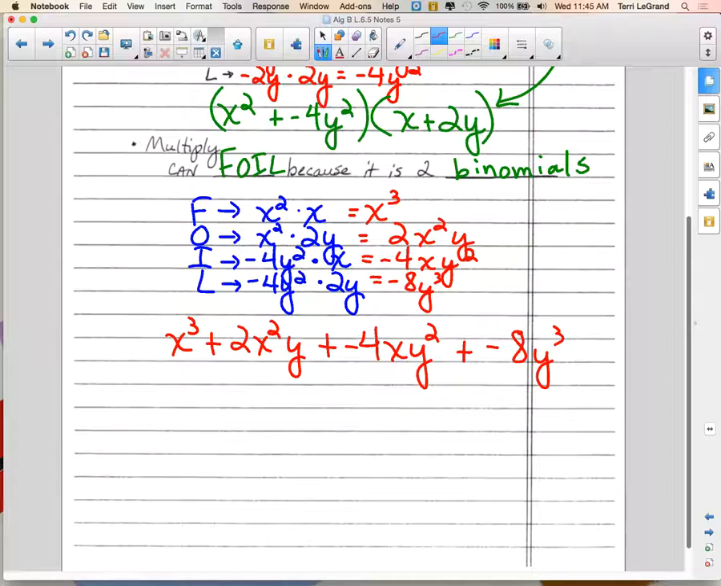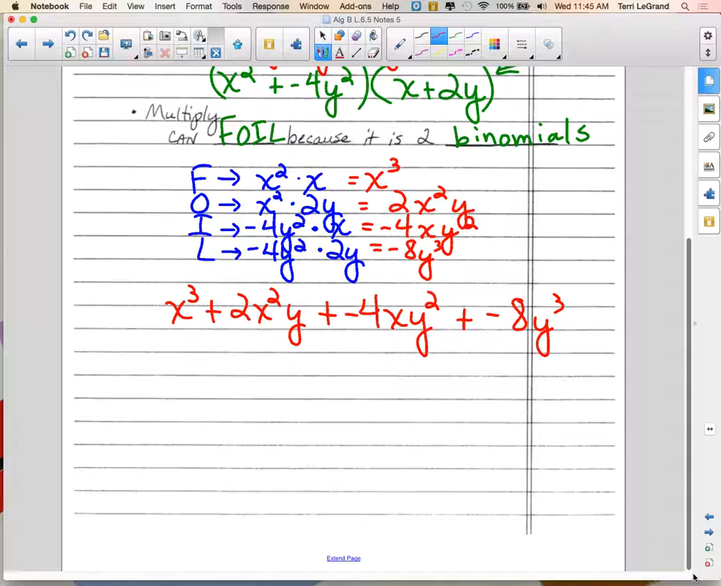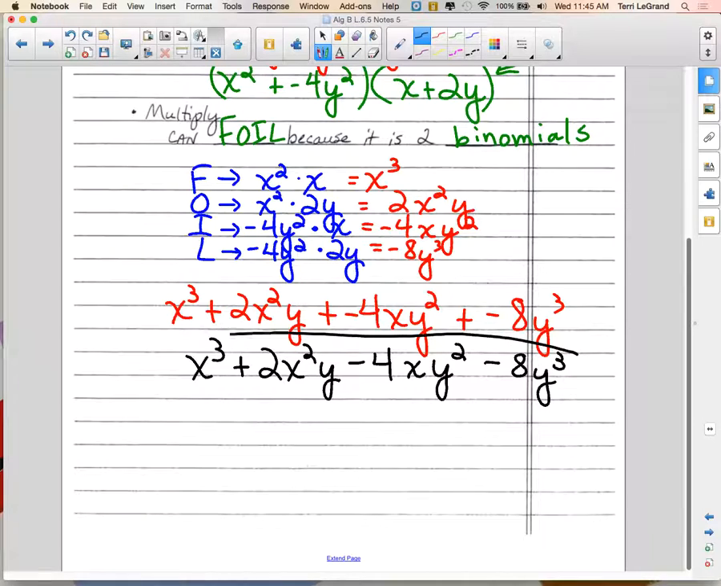And that's the first thing you want to do, is make sure that you copy those down correctly, the four products that you got, and then you can clean it up. So we have x to the third plus 2x squared y minus 4xy squared minus 8y cubed. That's what our result should be, our product, our starting multiplication that we had.